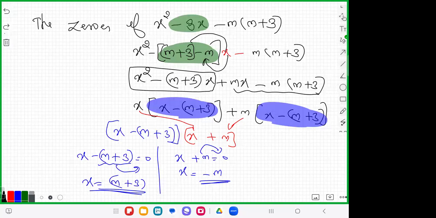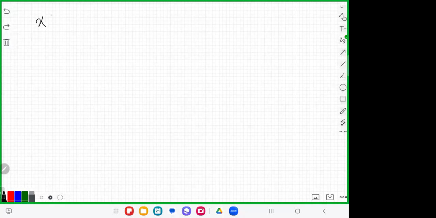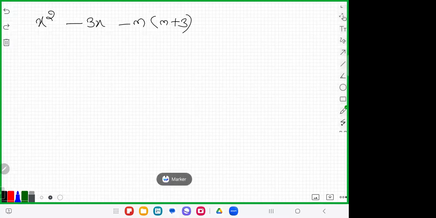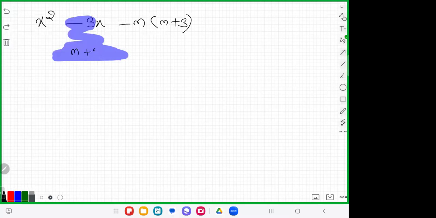Look at the question. The question is x square minus 3x minus m into m plus 3. We are using the method splitting the middle term. Splitting the middle term means we want to change this negative 3. How are we changing the negative 3? Look at how we are changing. The negative 3 we are changing this way: m plus 3 minus m.